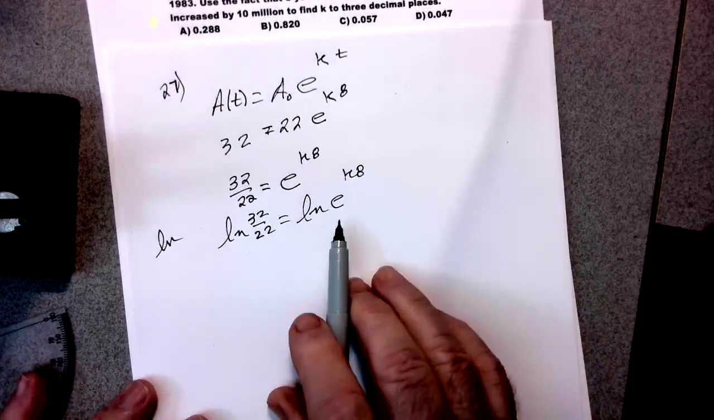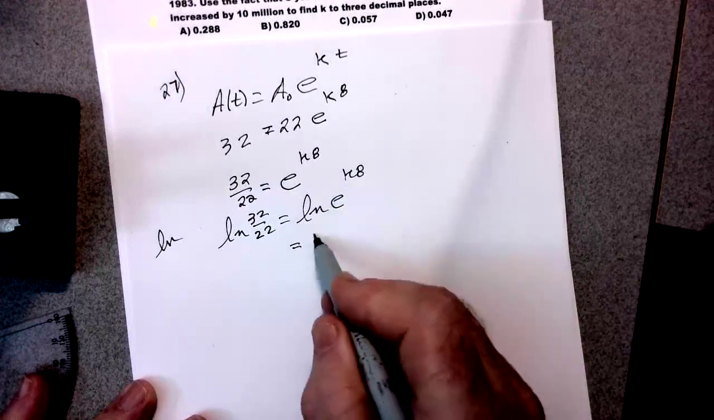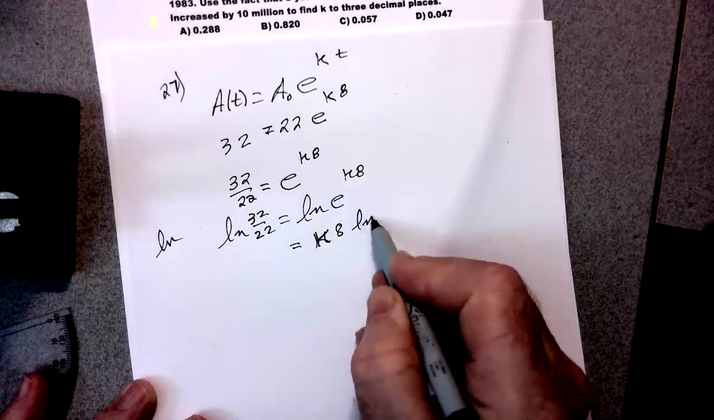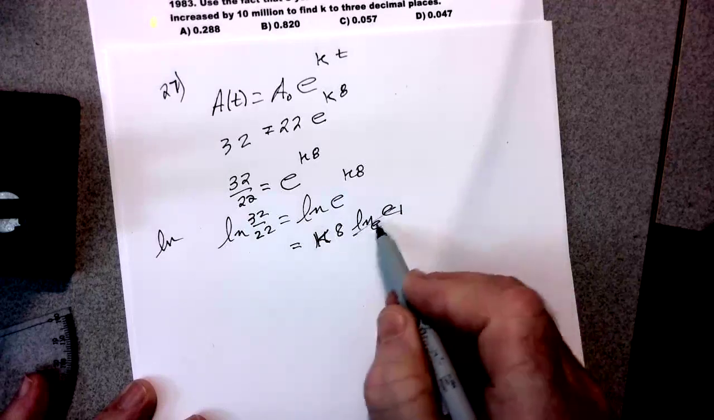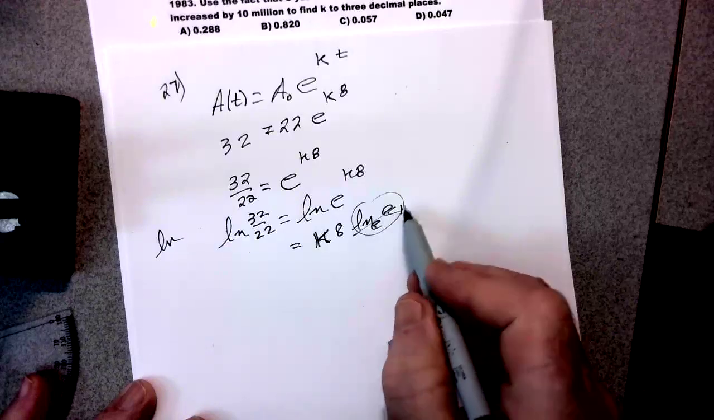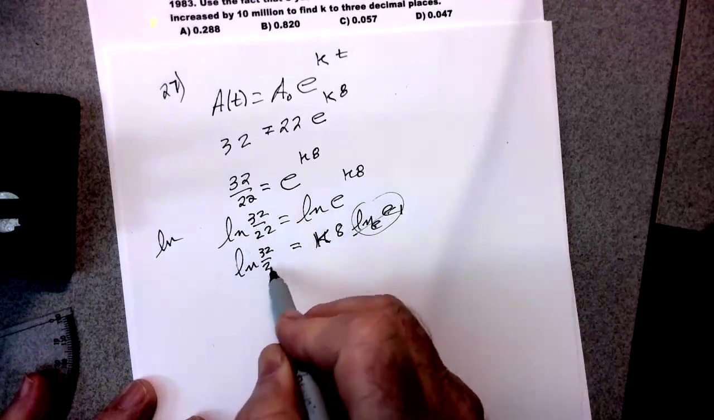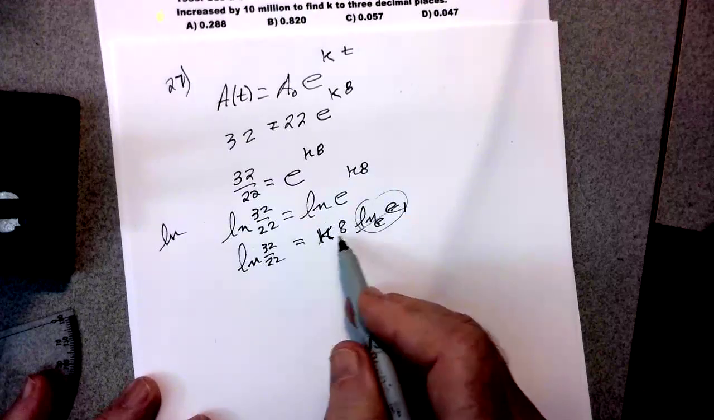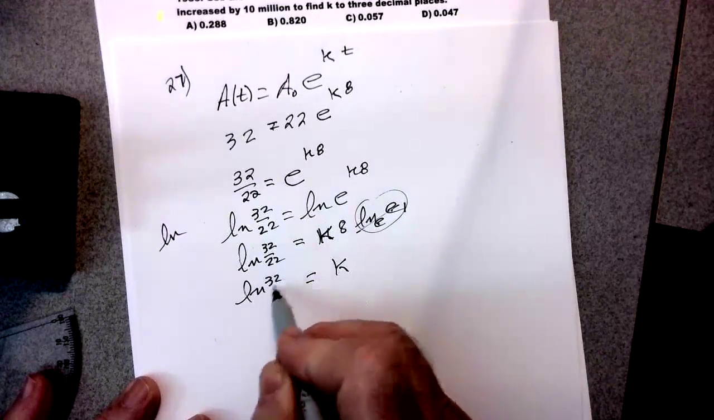So just stop for a moment with me. I'm going to use the power rule next. I'm going to come down and say k times 8, and we know that this is 1. How do we know that? Well, the answer to this part of the problem is what exponent must I raise e to, to get e? Well, it's 1. Now, this side does not change. It's still the ln of 32 over 22. And you can tell the next step's pretty easy. We're going to divide both sides by 8, and we're going to get that k is this calculation here.